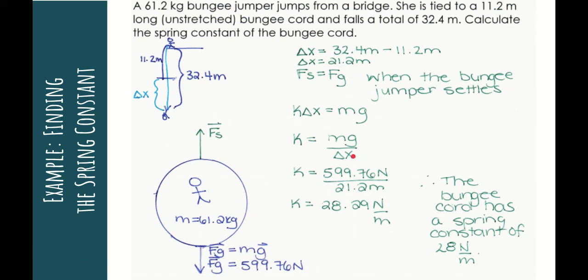We're going to have the spring constant equal to the force being applied by the mass divided by the distance that the spring was stretched. So in this case, the bungee cord has a spring constant of 28 newtons per meter.